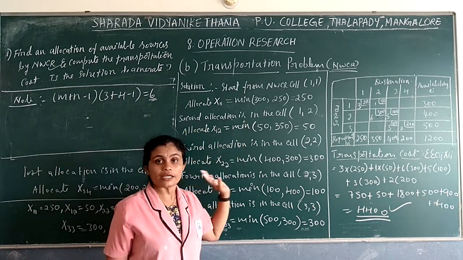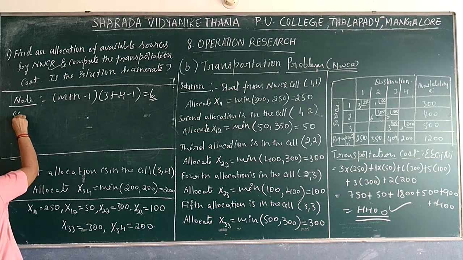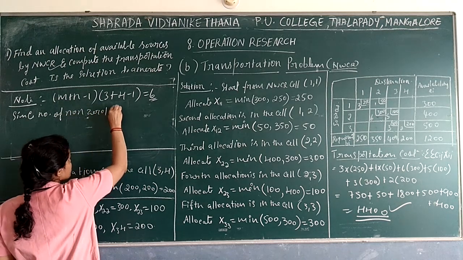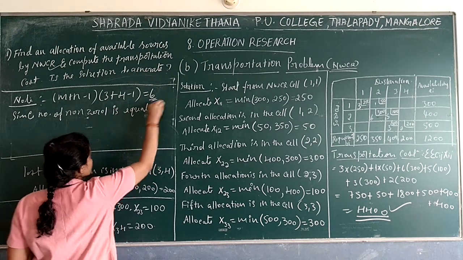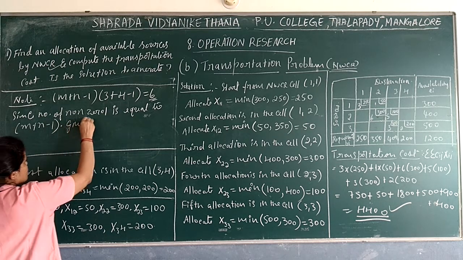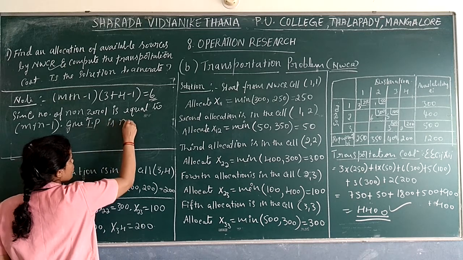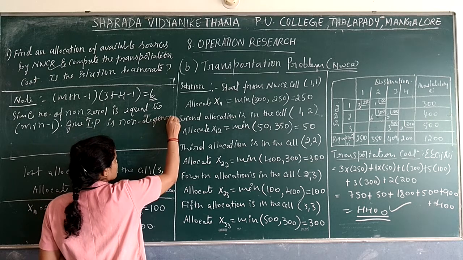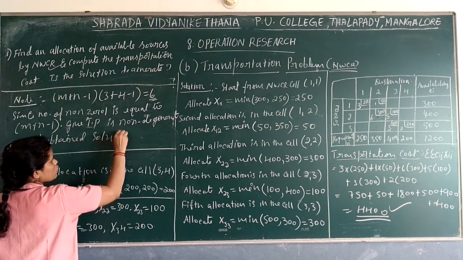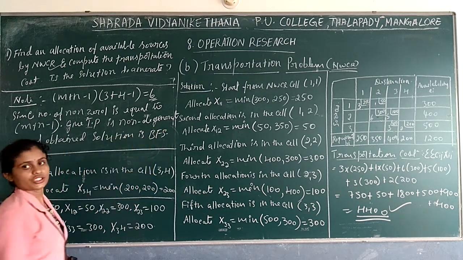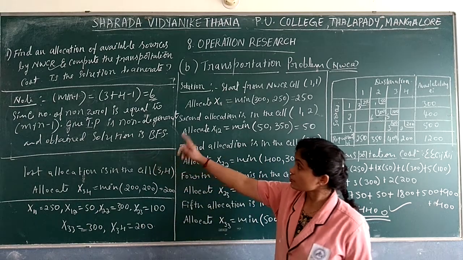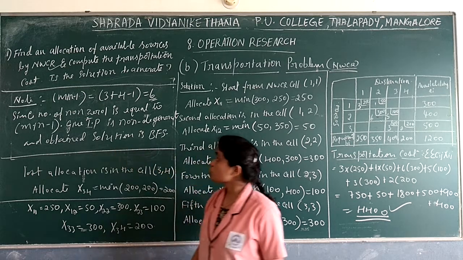Now here in this case, since these two are equal, we have to write: since the number of non-zero allocations is equal to m plus n minus 1, the given transportation problem is non-degenerate, and the obtained solution is a basic feasible solution. As I said, it satisfies 3 conditions.